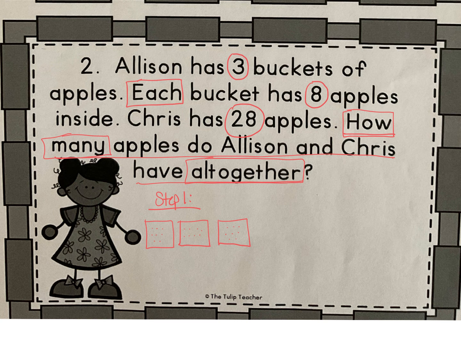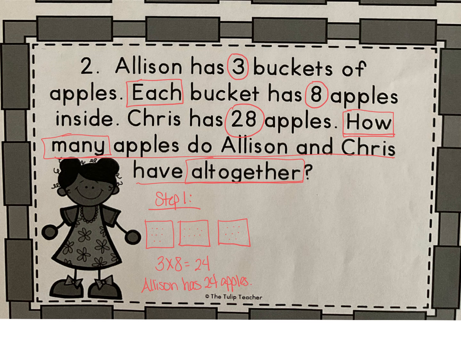Okay, and I know that that word each means that I'm going to multiply. All right, because I know this. So we're going to multiply 3 times 8, which is equal to 24. So I know now that Allison has 24 apples. Okay.